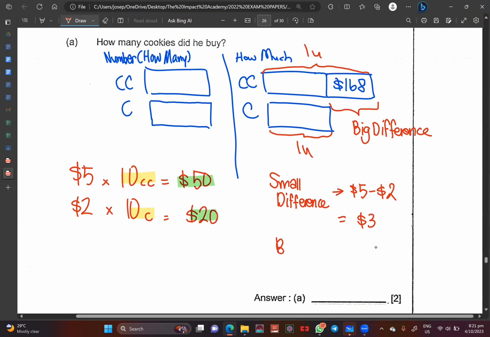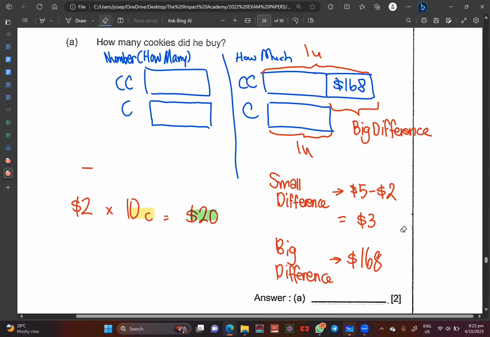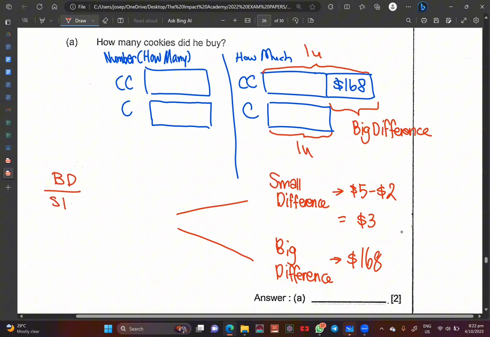Now, the big difference over here is actually $168. Yeah. Right? So the moment you have this, you should be very happy already because you are almost there. So I just want to erase this because this is just an analogy that I've given. Now, what are you going to do next? Very simple. All you need to do is to divide. So big difference over small difference. The meaning of over means I divide, correct or not? So we are just going to do $168 divided by 3.